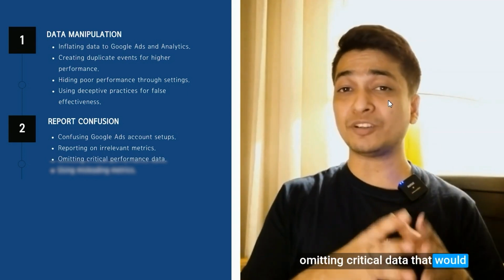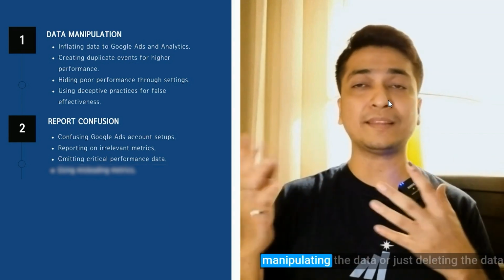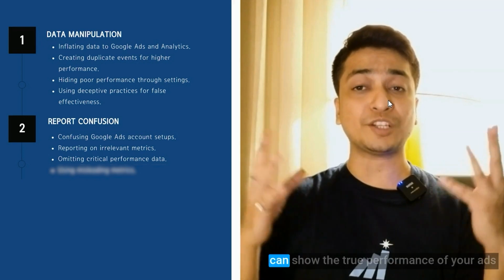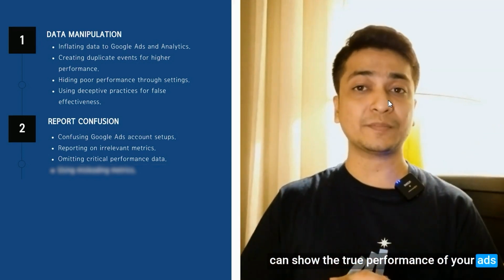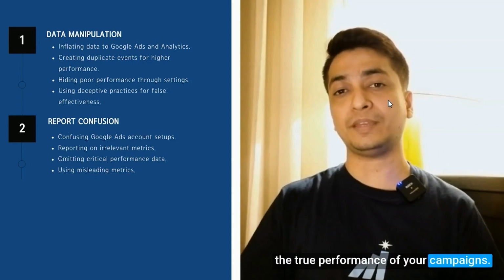Omitting critical data that would reveal poor performance. So intentionally hiding the columns or manipulating the data or just deleting the data completely from your Google Ads account, which can show the true performance of your ads. Using complex or misleading metrics to obscure the true performance of your campaigns.